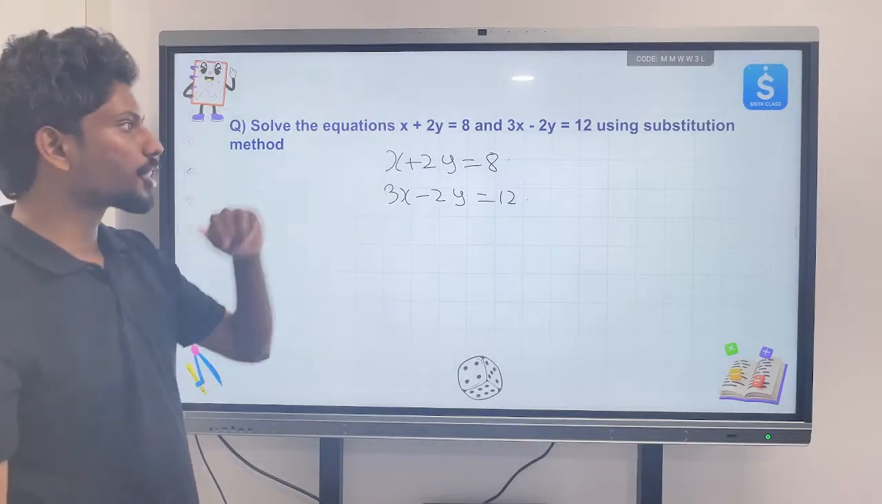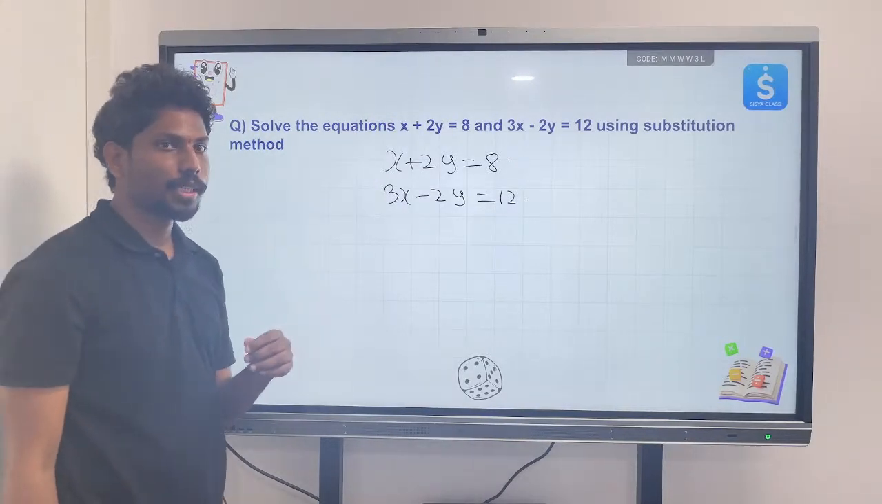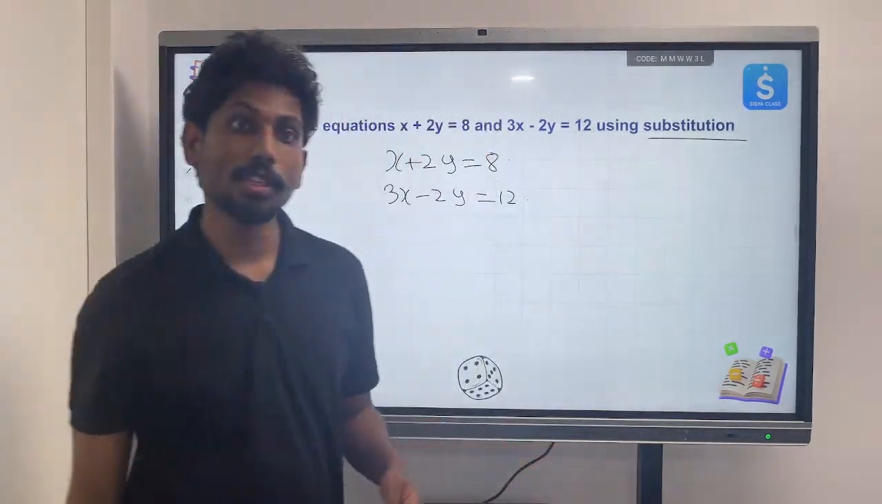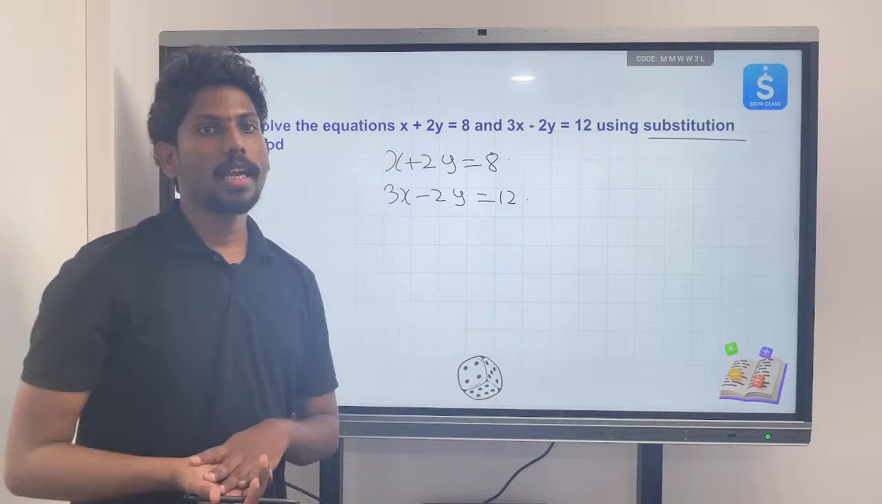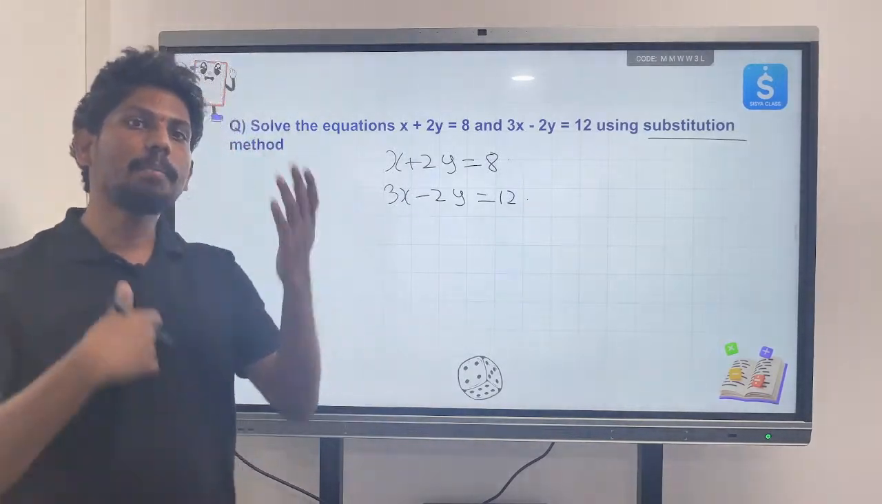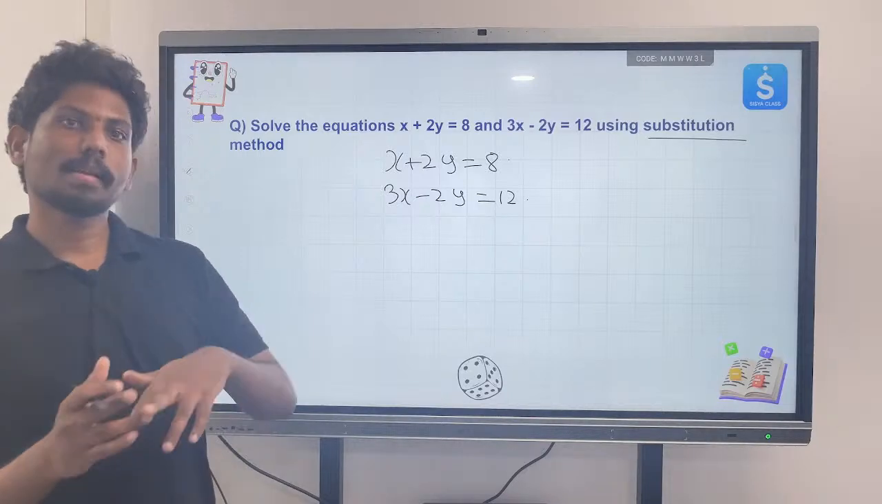By the substitution method. If you understand this word, substitution, what does it mean? Even in cricket or football, one person replaces another person, right? They would be substituting the other person.